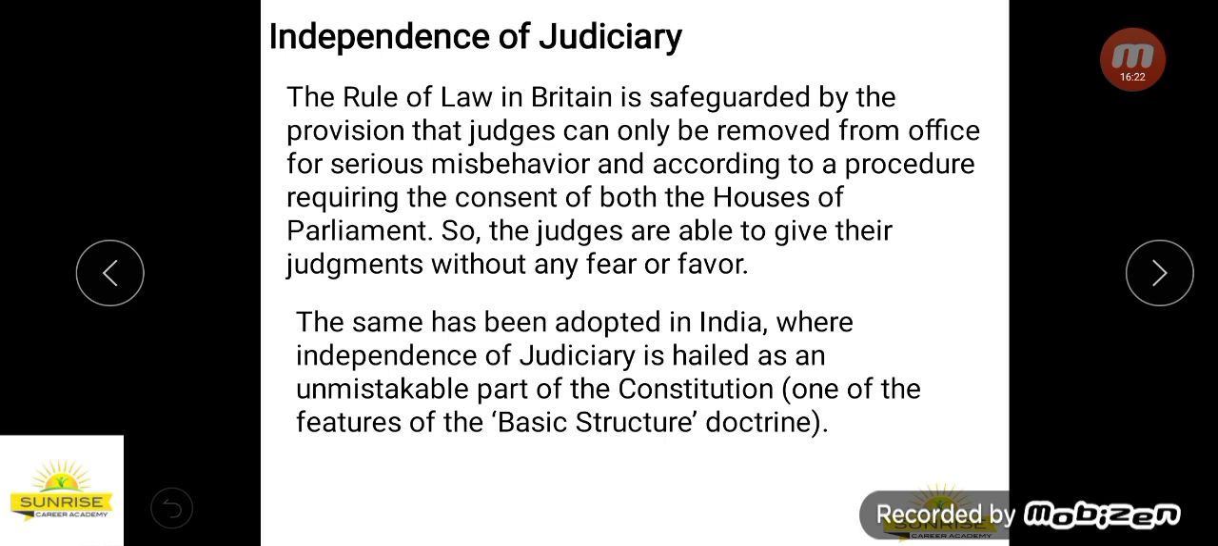Judges are free. They can give any decision which is good for our country and not harmful for our country, because they are free. They are not bound by the parliamentary form of government.